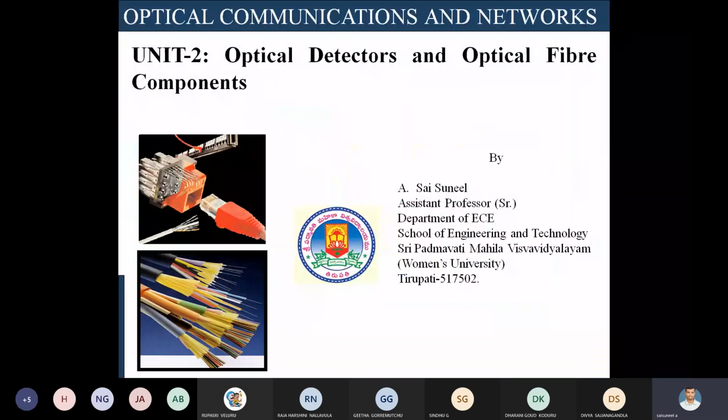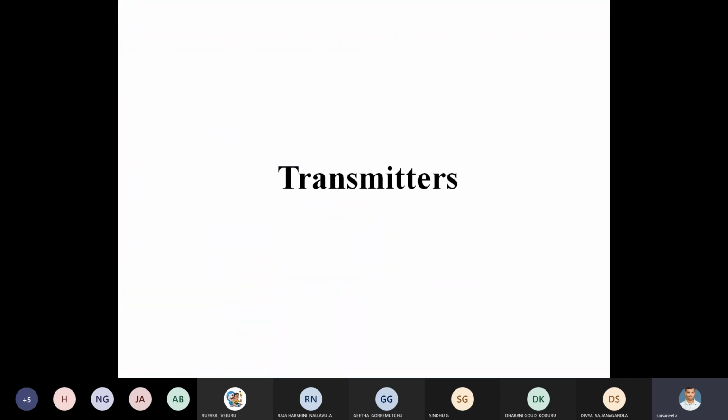Right, welcome to another session of Optical Communication Networks, Unit 2, Optical Detectors and Optical Fiber Components. Today we discuss the topic of the transmitter concept. Here, what are the basic elements used in the transmitting section? First, the elements used in the transmitter section we discussed, right?